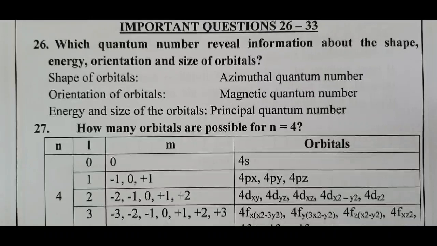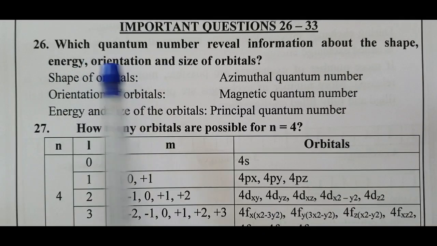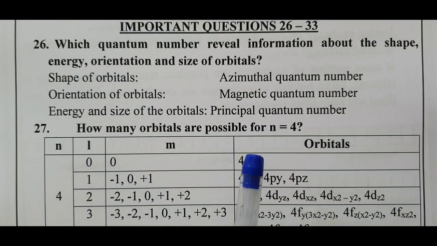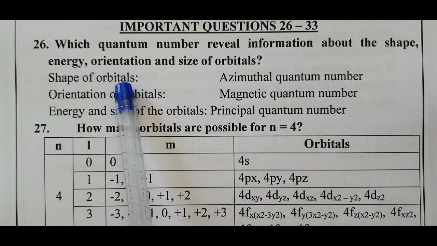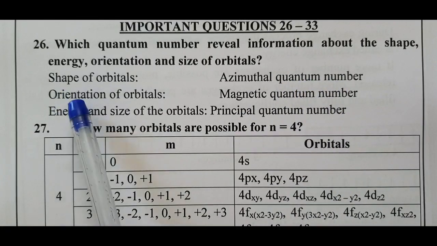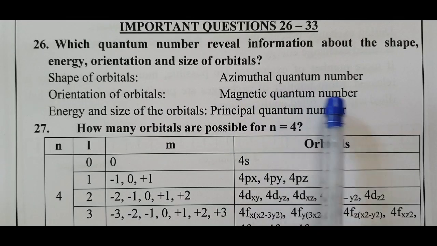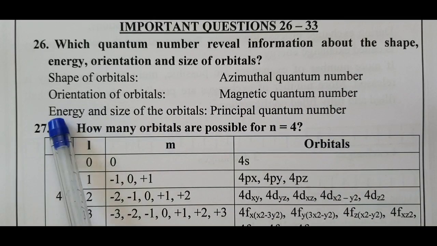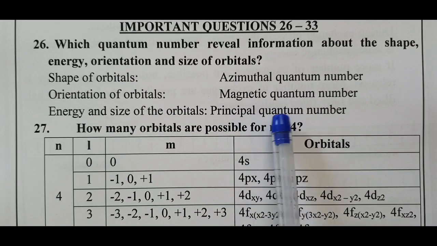Question number 26 is, which quantum number reveals information about the shape, energy, orientation and size of an orbital? Among the four quantum numbers, the shape of the orbital is explained by the azimuthal quantum number, L value. Orientation of orbitals is explained by the magnetic quantum number, M value. Energy and size of the orbitals are explained by the principal quantum number, small n value.